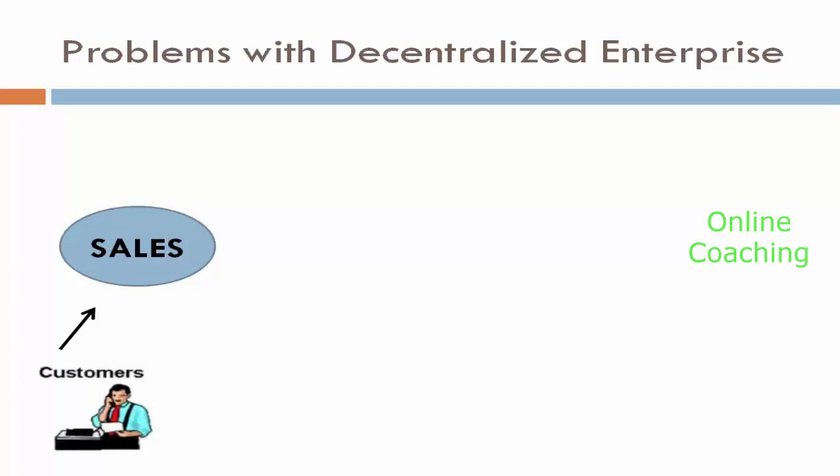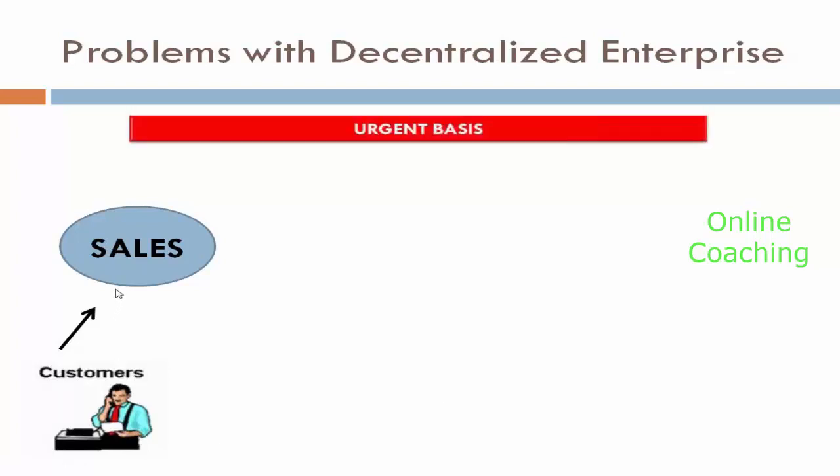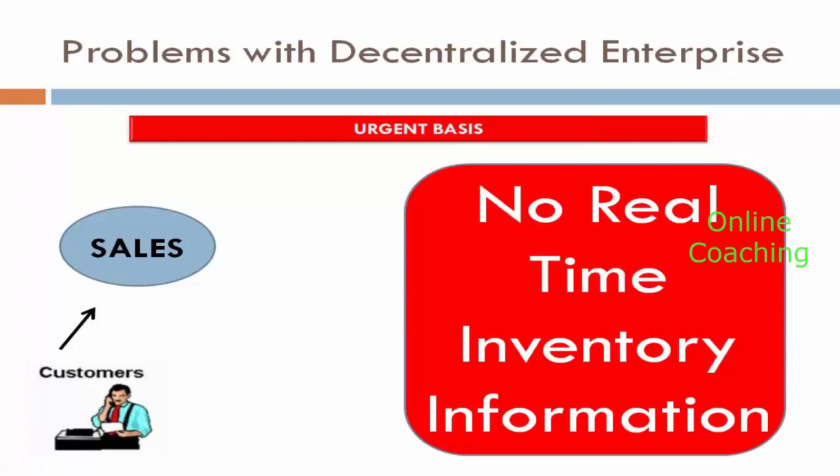Let's talk about the previous example again. What is the problem with the decentralized system in the same business process? When the customer contacts the sales department, they don't have inventory information. But this time the customer is calling very urgently. He needs an answer immediately whether you have stock or not. The problem is the sales department doesn't have information about the stock. They have to contact the inventory department because they don't have real-time inventory information. This is a problem, because inventory data is available only with the inventory department people, not with the sales people.